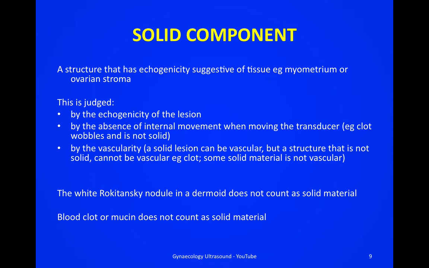Solid component is a structure that has echogenicity suggestive of tissue, e.g. myometrium or ovarian stroma. This is judged by the echogenicity of the lesion, by the absence of internal movement when moving the transducer (for instance, clot wobbles and is not called solid material), and judged by the vascularity. A solid lesion can be vascular, but a structure that is not solid cannot be vascular, for instance clot. Some solid material is not vascular though. The white Rokitansky nodule in a dermoid does not count as solid material. Blood clot or mucin does not count as solid material.